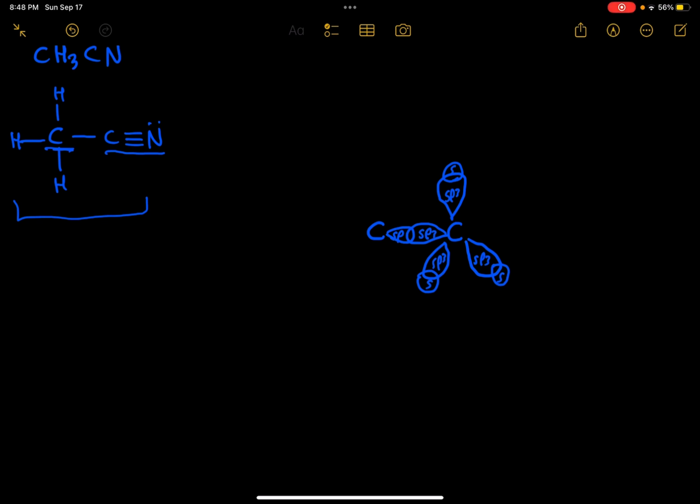And the carbon is also connected to a nitrogen by an sp orbital. Like we said, it has a linear geometry, so it's gonna have an overlap of sp orbitals. Let's draw the nitrogen here. And there are 2 pi bonds right here.